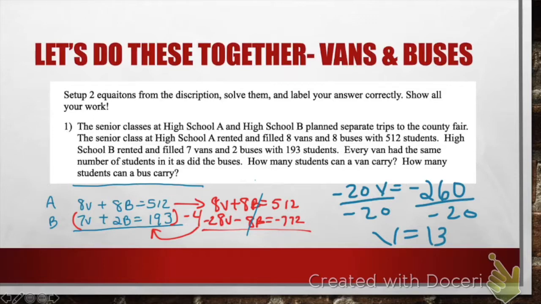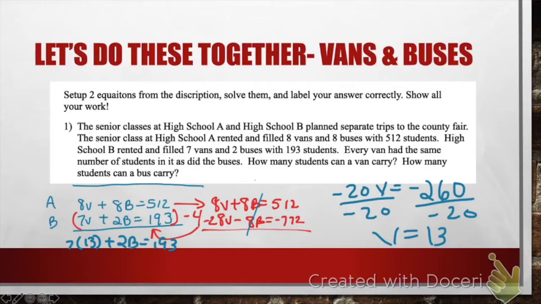Remember, I'm not finished because I need to have vans and buses. So I'm going to plug them into one of these equations over here. I think the bottom one, that 7v plus 2b equals 193, looks like the best one. You don't have to put it in there. So when I put it in there, I'll have 7 times the 13 plus 2b equals 193.